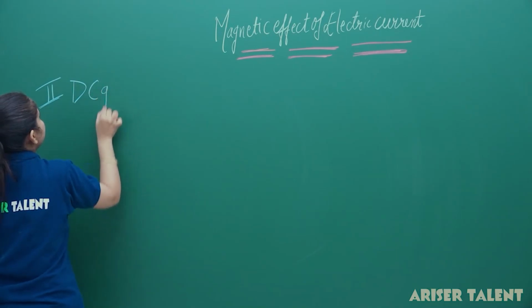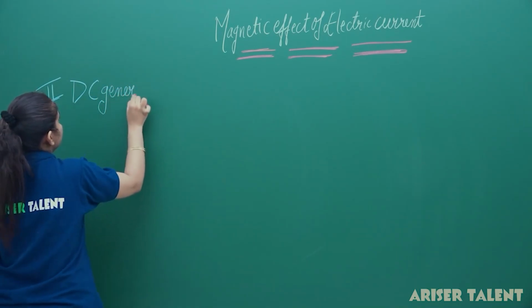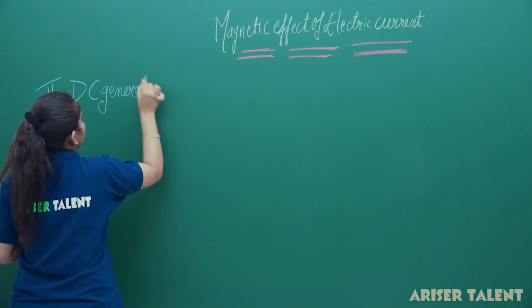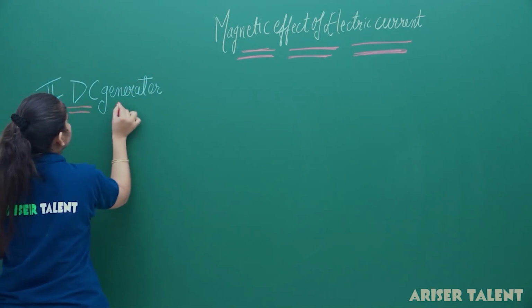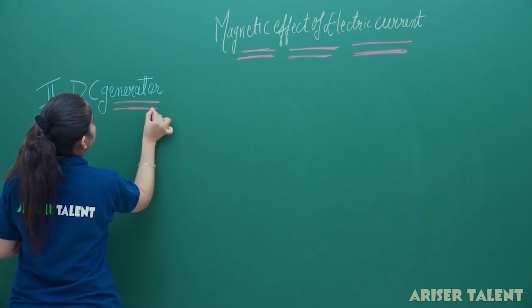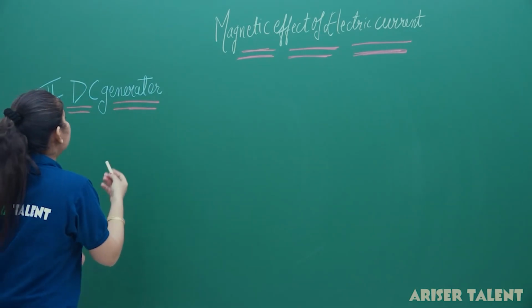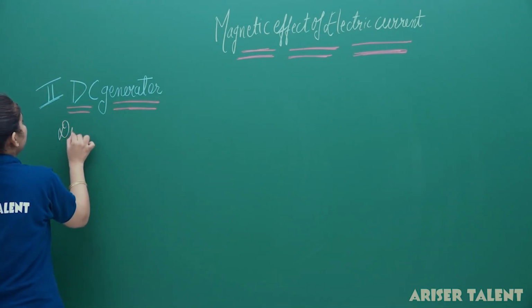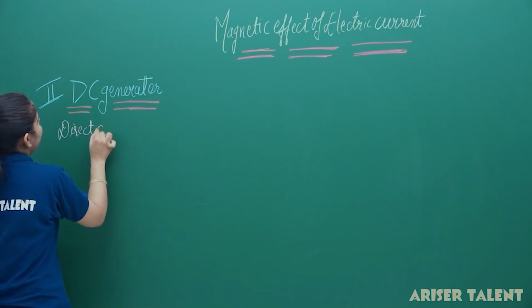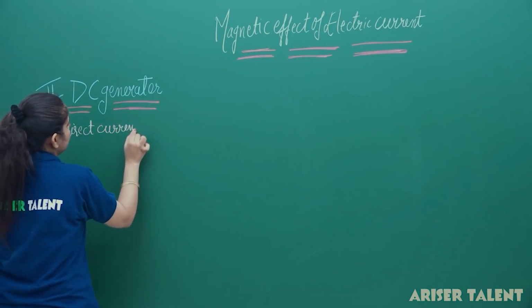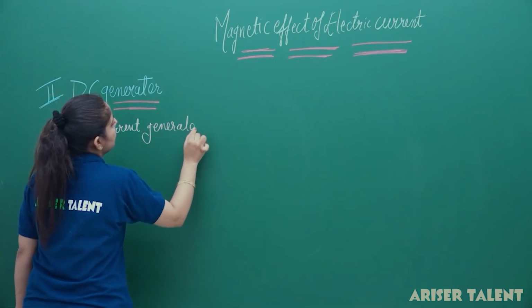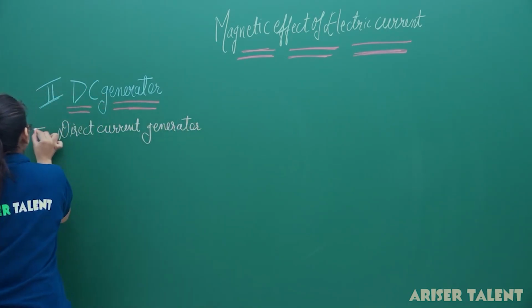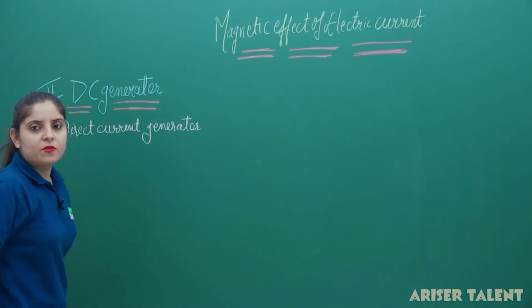The second type of generator we have is the DC generator. Now, this DC generator is actually known as the direct current generator. It means direct current will be produced in this type of generator.